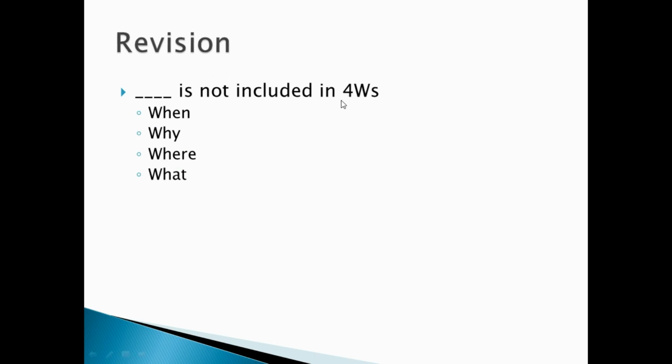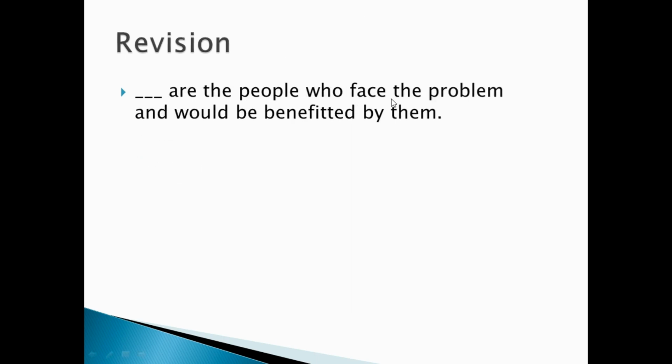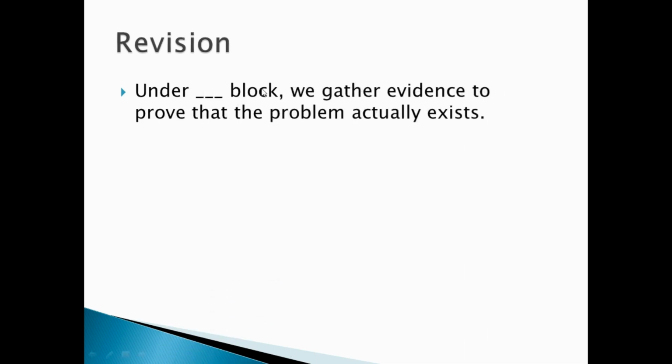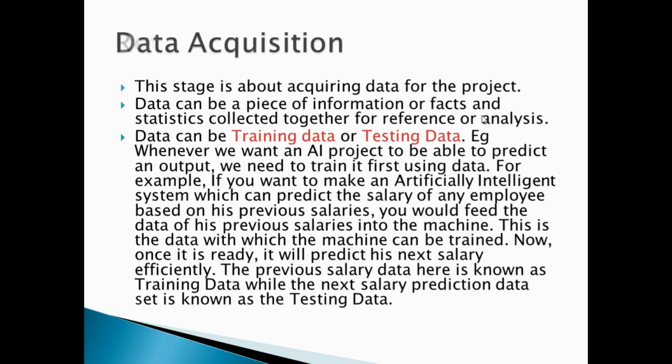Dash is not included in 4W. So there is when, why, where, what. When is not included. Again, dash is not included in 4Ws. Where, why, which, what. Which is not included. So when and which are not included. Dash are the people who face the problem and would be benefited by them, stakeholders. Under dash block, we gather evidence to prove that the problem actually exists. That will be the what block.